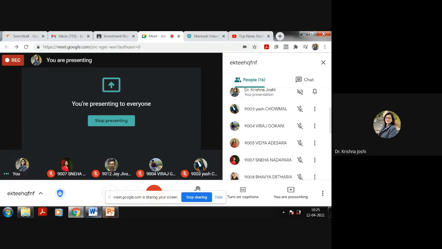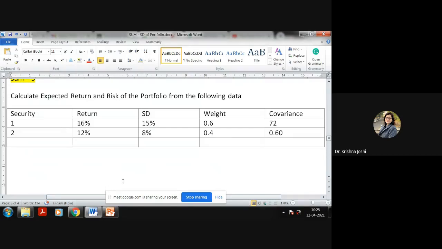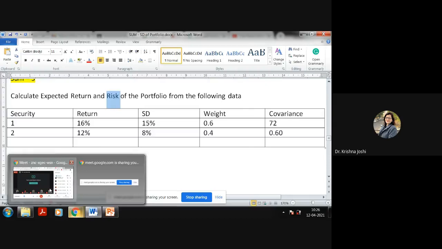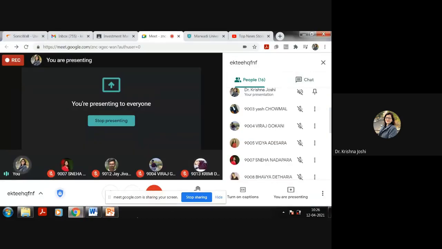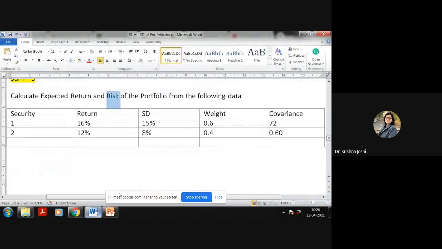Okay? Now tell me, is the coefficient of correlation given here? To calculate the risk, we need the coefficient of correlation, which we denote by rho. Is rho of 1 2 given in the question or not? Please speak up. Not given, right? So how will we calculate it? How to calculate the coefficient of correlation?